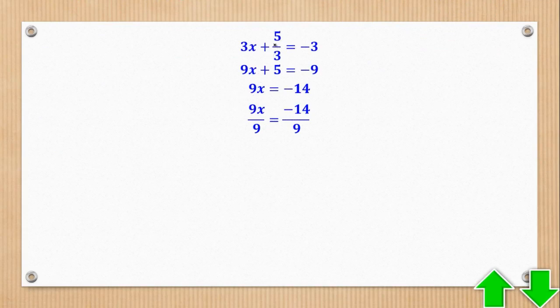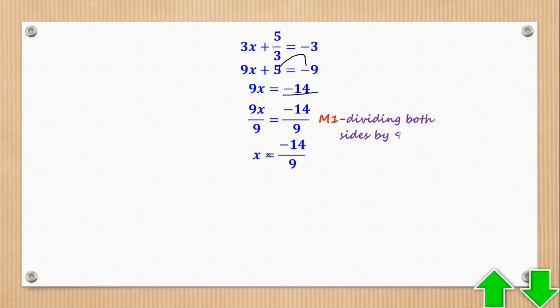So here, what I've done, I have moved from this step to this step. I have multiplied throughout by the LCM, which is 3. So 3 times this gives you 9x, 3 times this gives you 5, 3 times this gives you negative 9. Then from there, I've taken this side to become negative 14. Then I'll divide both sides by 9 to give me negative 14 over 9, and that's what they wanted.